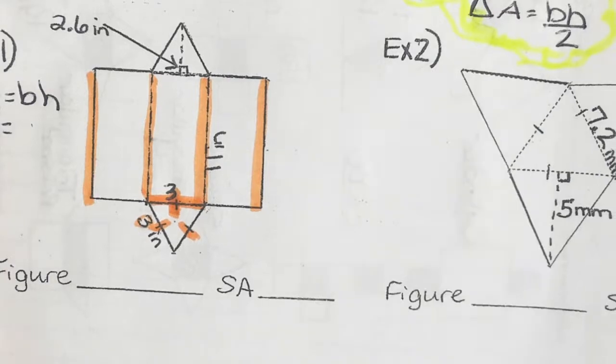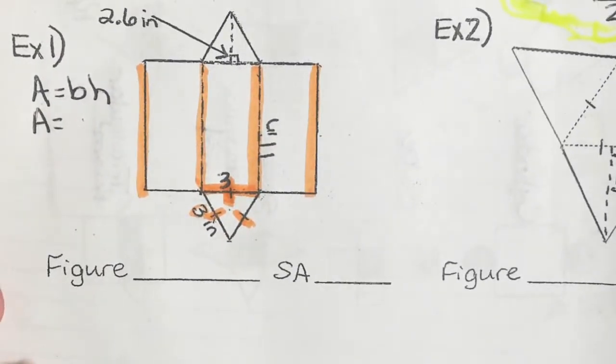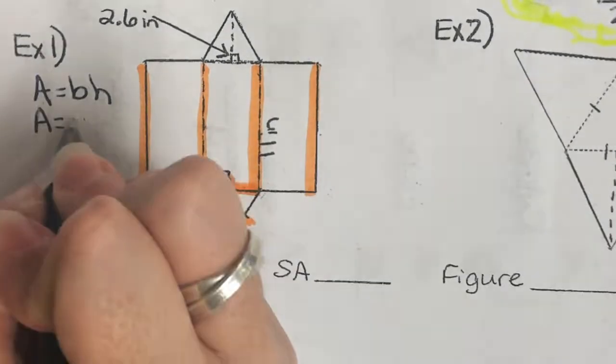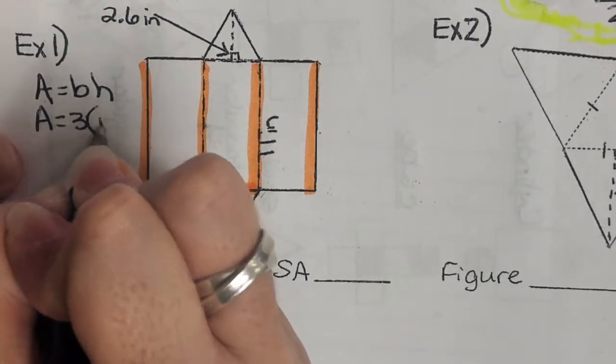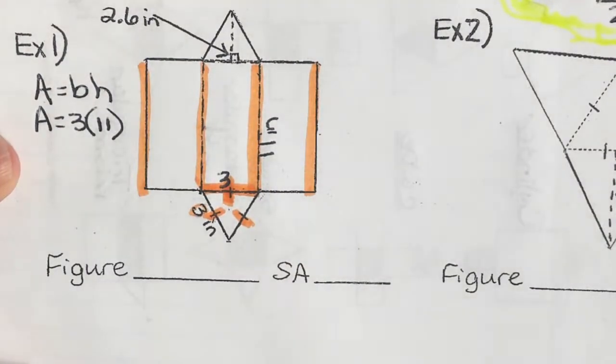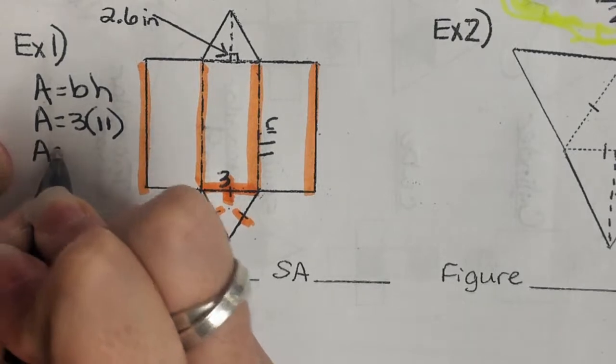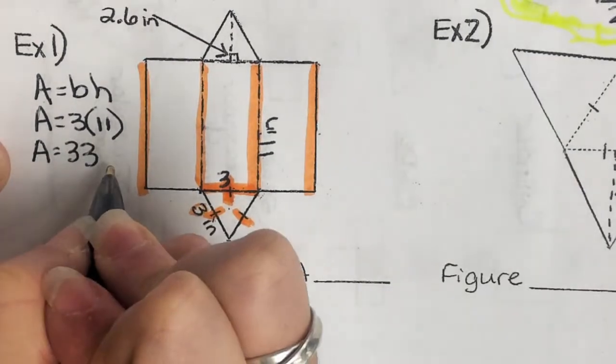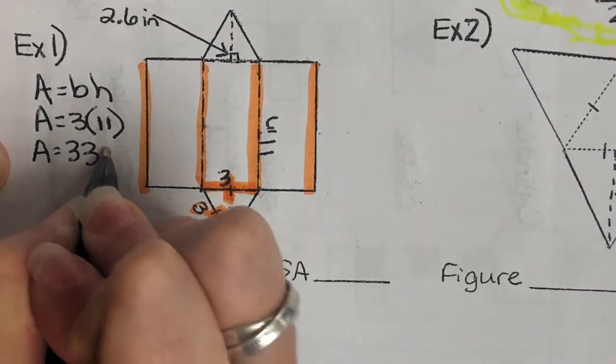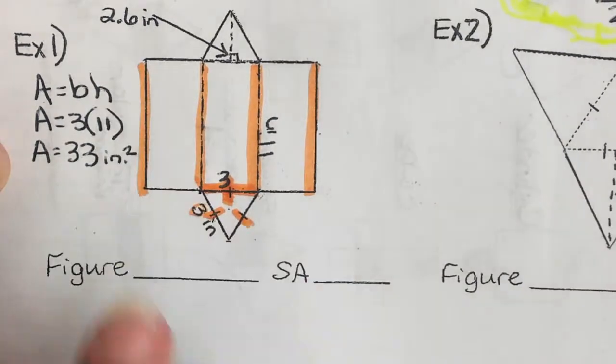Yes, you have to write the formula, and you got to write it out. Okay, my base is 3. I'm going to say my height is 11. Doesn't really matter if you flip-flop them. I wouldn't be real worried. And it is 33 inches squared.